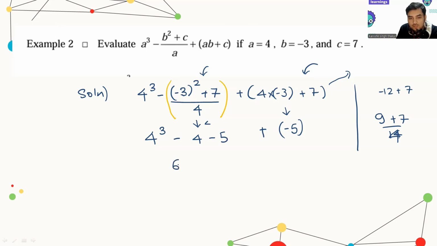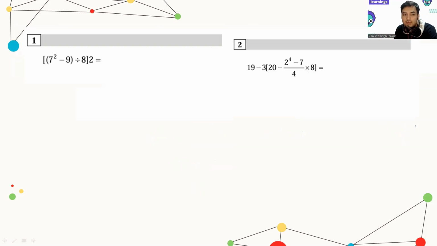4 cube is 64, minus 9. Minus 4 minus 5 is minus 9. So how much are you getting? 55 is the answer. That's it. So properly make the brackets, then do the things separately and keep those values, and you'll end up with the right answer.